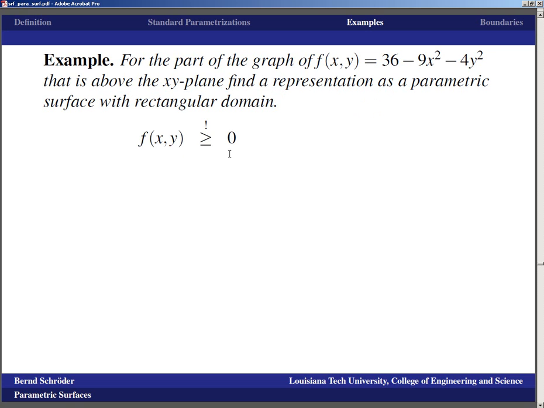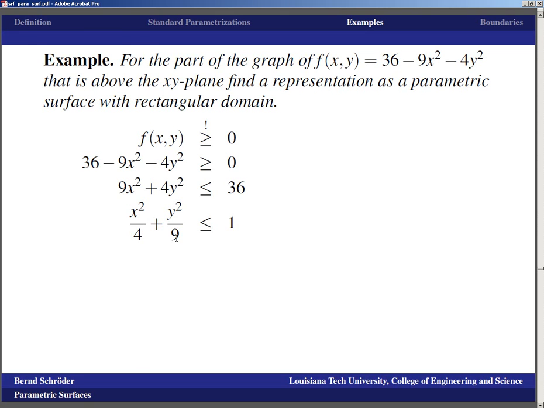Okay, so f of x, y has to be greater or equal than 0. That means that 36 minus 9x squared minus 4y squared must be greater or equal than 0. Well, that means that if we bring the x's and y's over and then just switch sides, we get that 9x squared plus 4y squared must be less than or equal than 36. Well, that sort of looks like the equation of an ellipse. Let's divide by 36. We end up with x squared over 4 plus y squared over 9 is less than or equal than 1. So yeah, that is basically the equation of the interior of this ellipse.